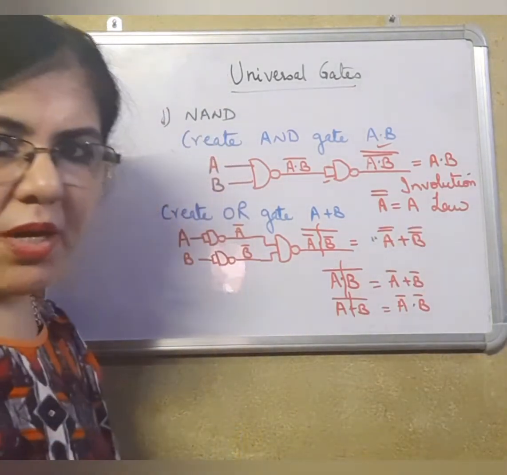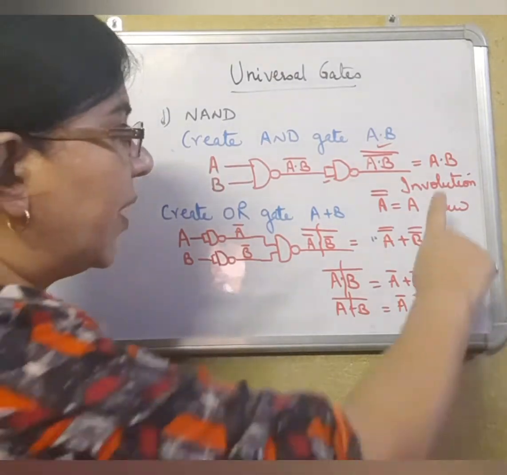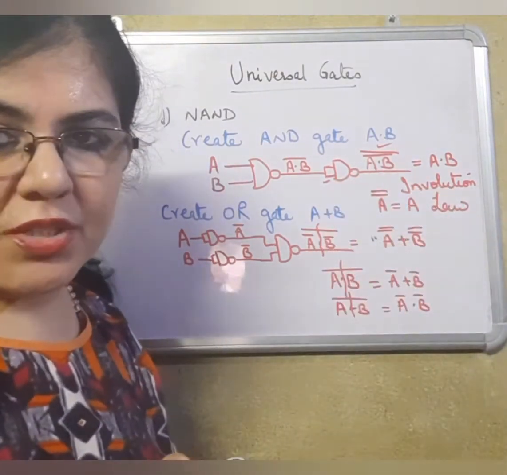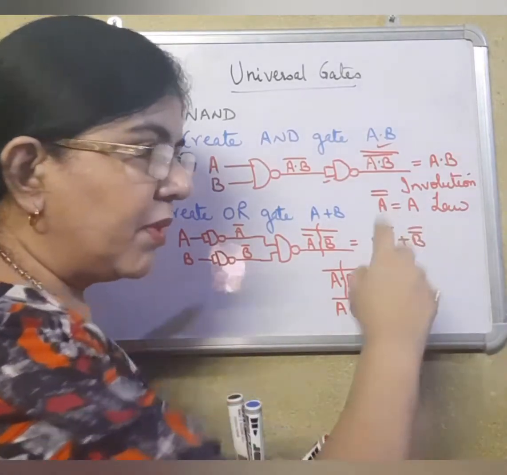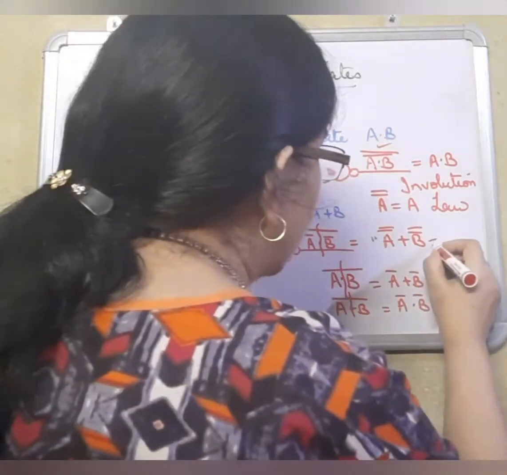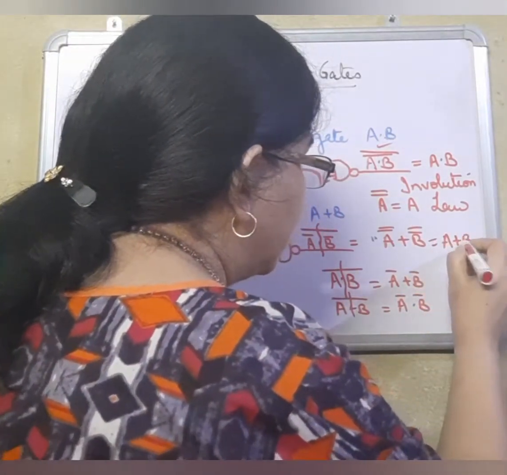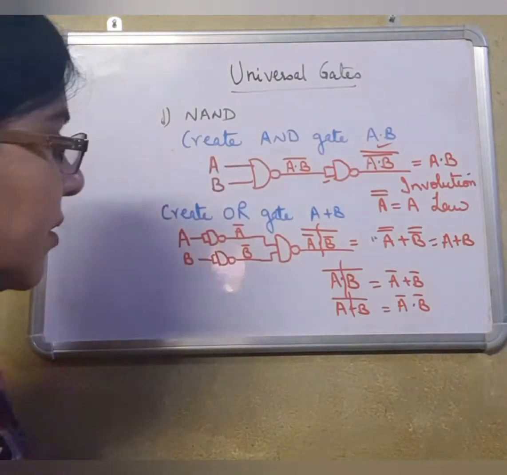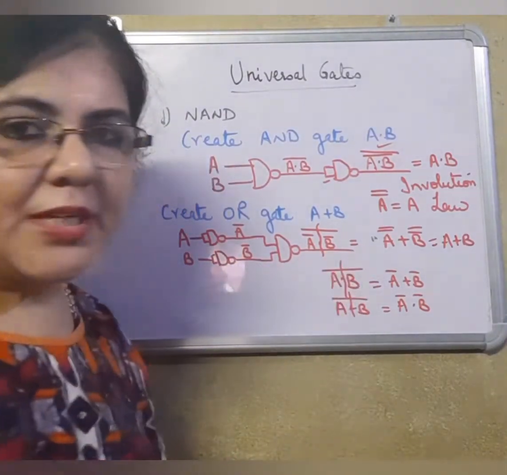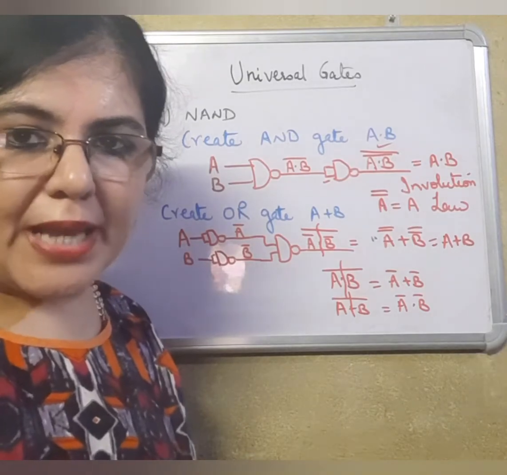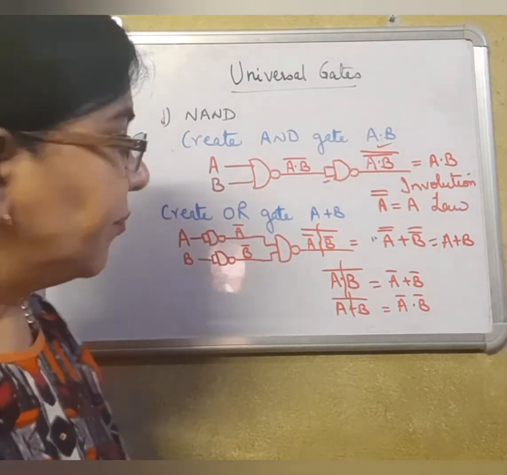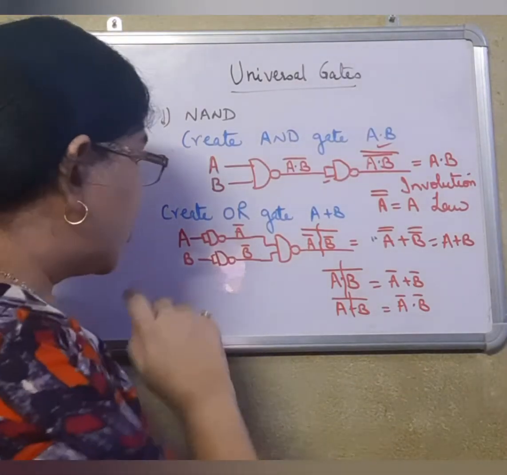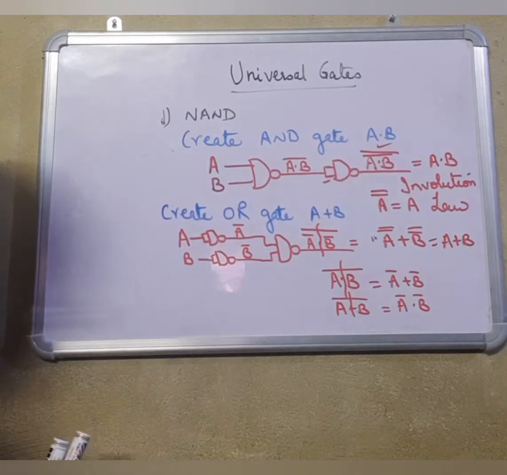How is this double bar going to be cancelled? By involution law. Involution law says A double bar becomes A. So A double bar is A, B double bar is B. So our output is A plus B. Right? So here also we have successfully created an OR gate using NAND gate alone. No other gate was applied here. Then comes how to create a NOT gate using NAND gates.